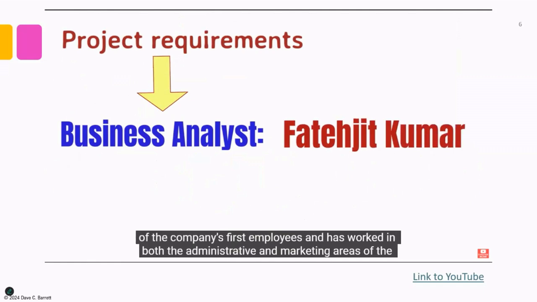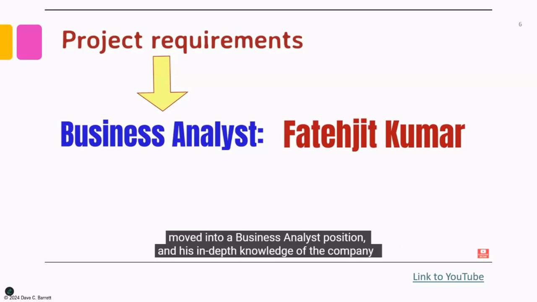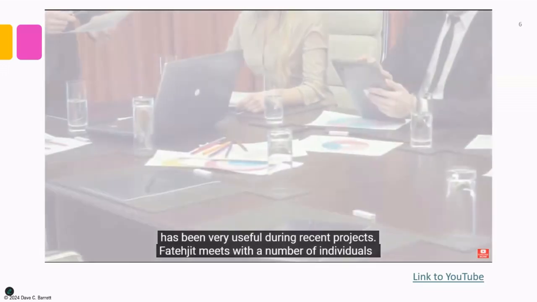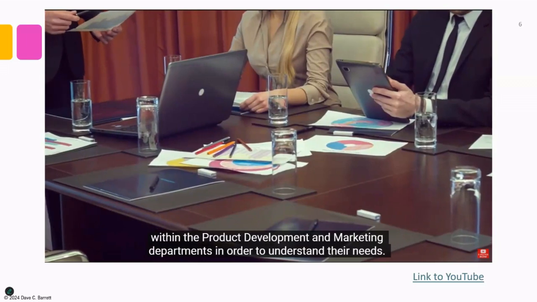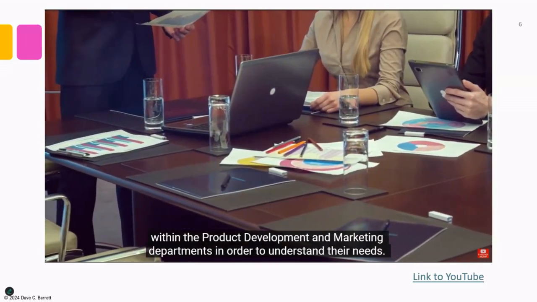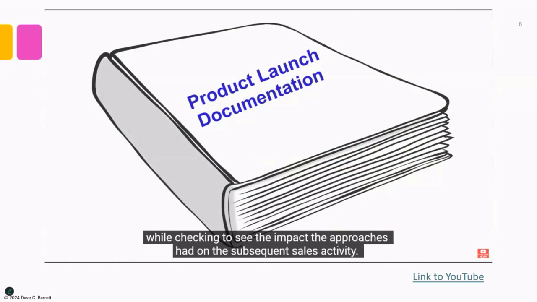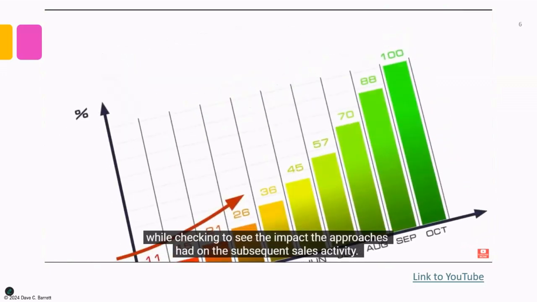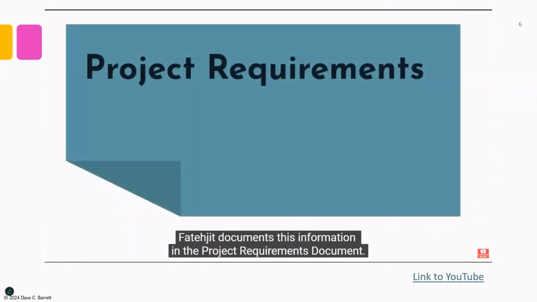Fatijit was one of the company's first employees and has worked in both the administrative and marketing areas of the company. He has recently moved into a business analyst position, and his in-depth knowledge of the company has been very useful during recent projects. Fatijit meets with a number of individuals within the product development and marketing departments in order to understand their needs. He also reviews the approaches that were taken when similar products were launched, while also checking to see the impact the approaches had on the subsequent sales activity. Fatijit documents this information in the project requirements document.